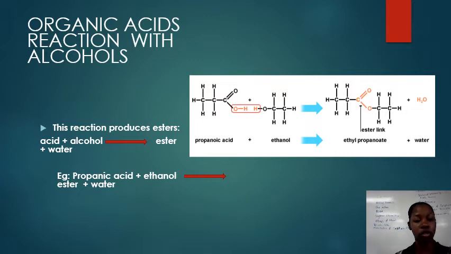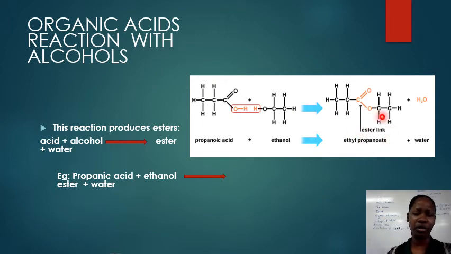So now we have to name this. What I want you to recall is that our alcohol is now going to be the substituent. We have two carbon atoms for our alcohol, so we're going to call it ethyl. And then we have the acid, which is three carbon atoms, and the ending is always going to be -oate. So because there are three carbon atoms, it's going to be propane, and then the ending is -oate because this is an ester. That is all that you need to know.